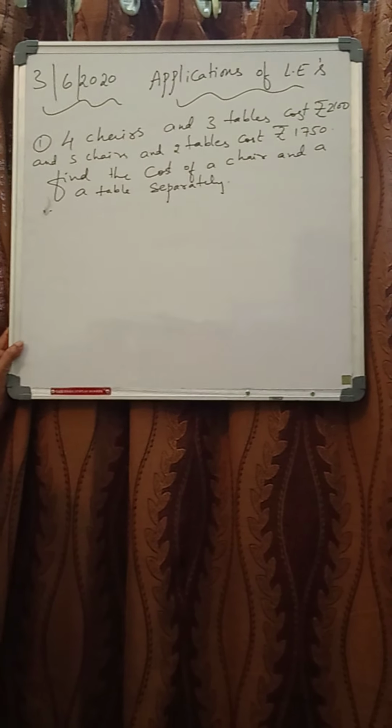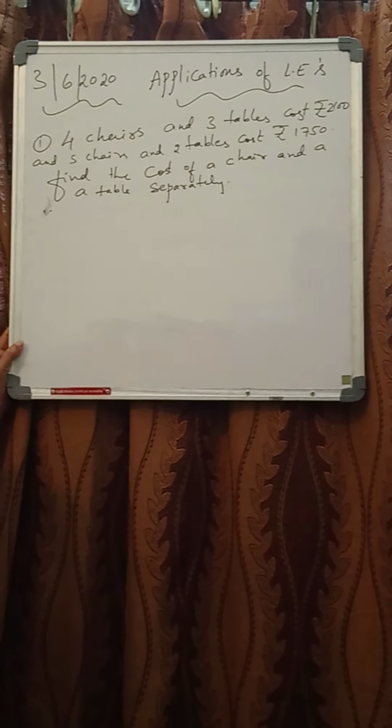So let's discuss first. Let the cost of a chair be rupees x. Next, the cost of a table be rupees y. Clear? Because he asked here to find the cost of a chair and a table separately. He asked us to find the cost of chair and table. That's why we considered the cost of chair as x and the cost of table as y. Is it clear?